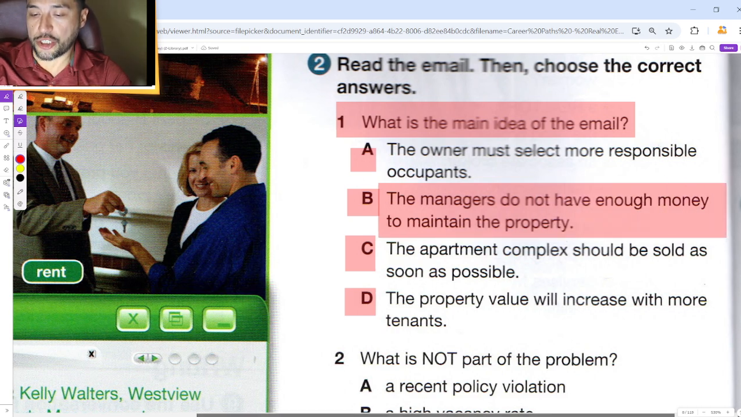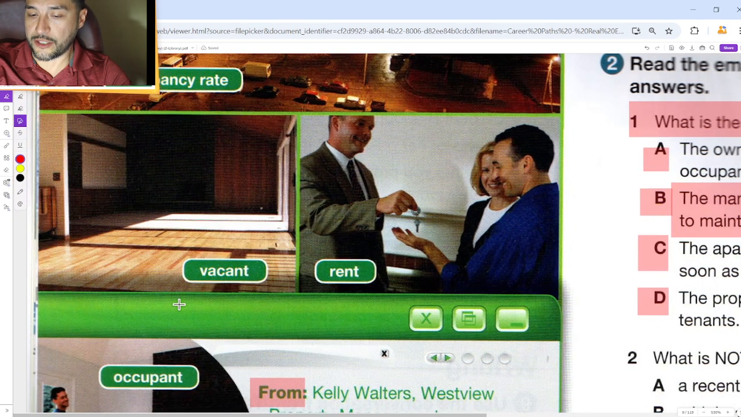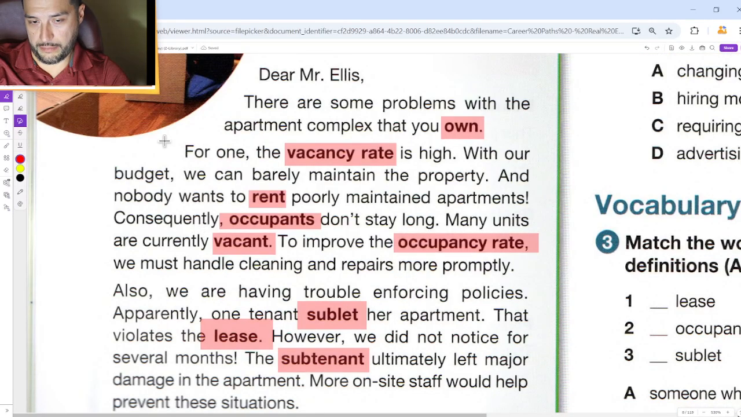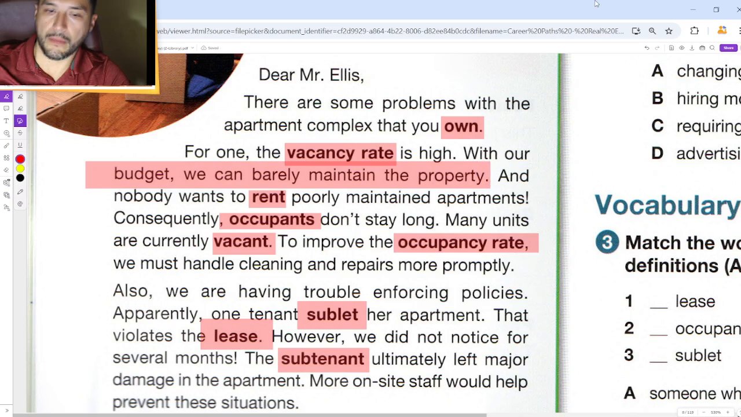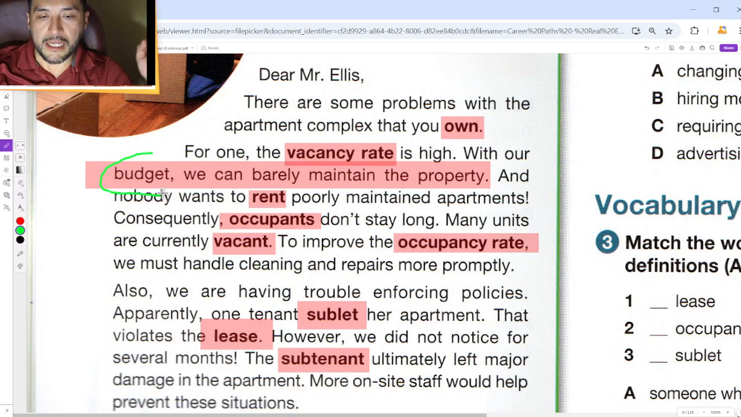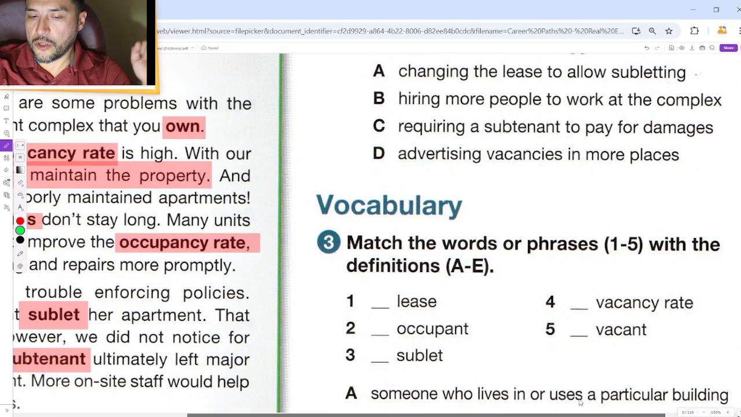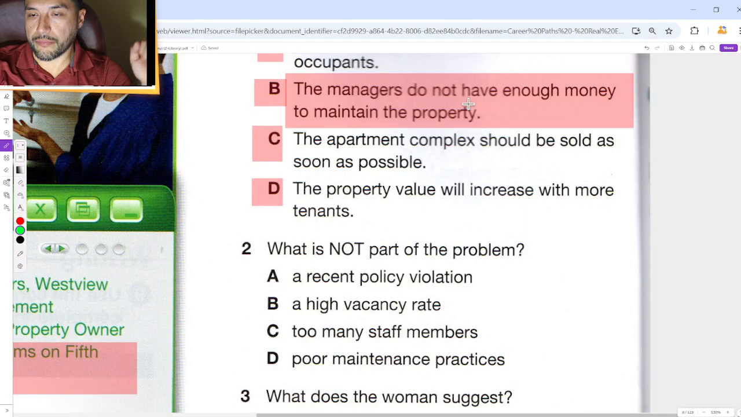The managers do not have enough money to maintain the property. With our budget, we can barely maintain the property. Budget means money. So that's what the email is about. Money.